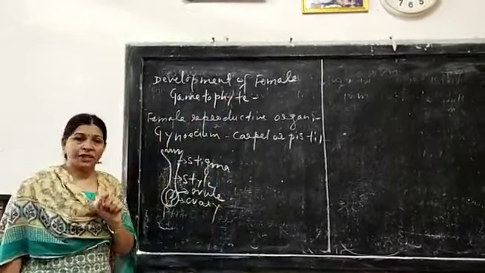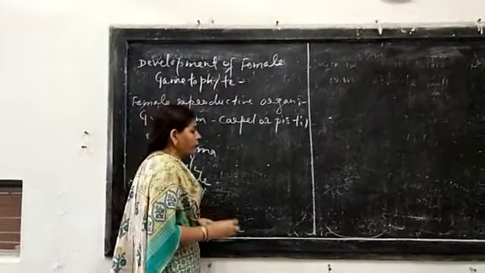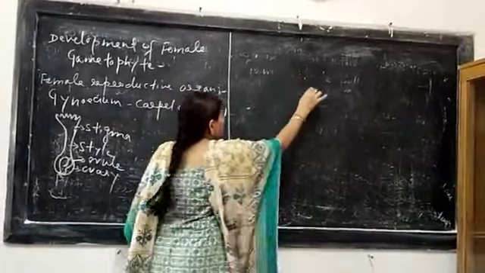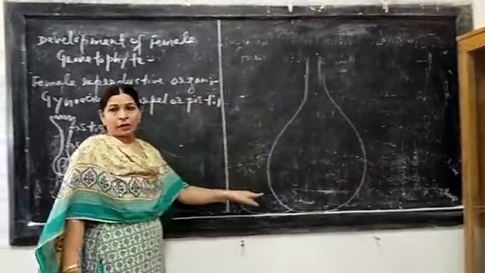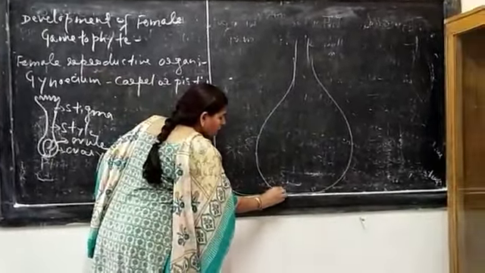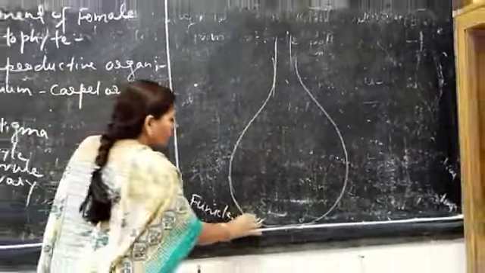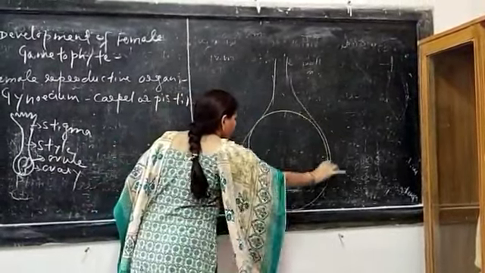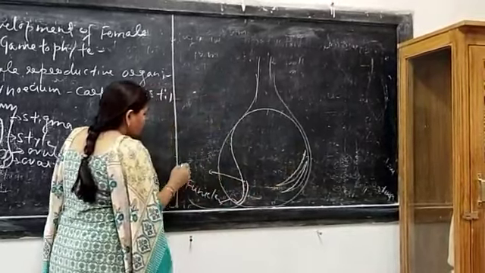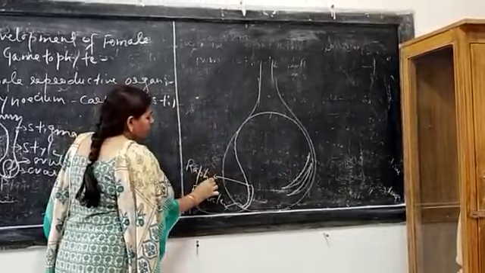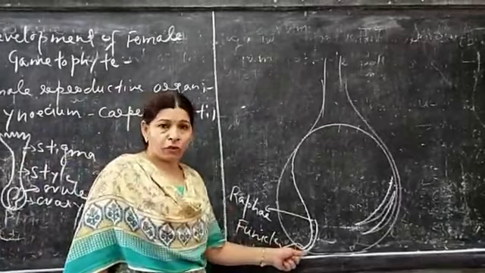So in this topic, we will discuss how the ovule is formed. Within the ovary, the ovule develops. Suppose this is the ovary. Within the ovary, a small stalk arises, which is called the funicle. The funicle develops in the form of the ovule. This is the base, which is called the raphe. The raphe is the junction where the ovule attaches with the funicle.